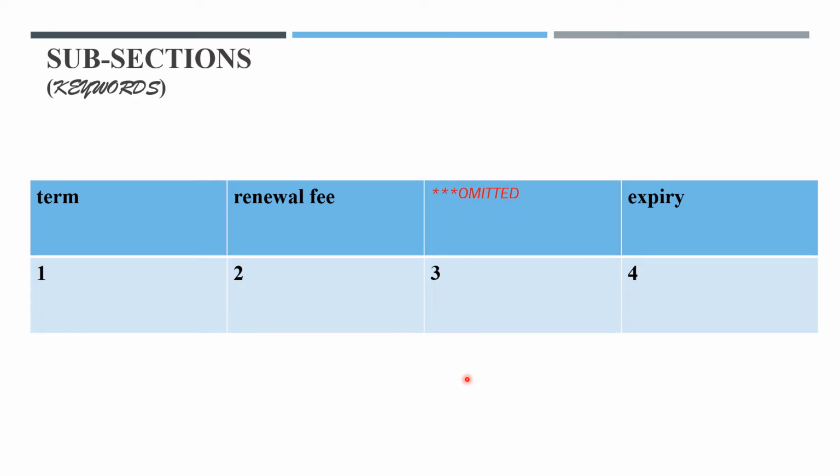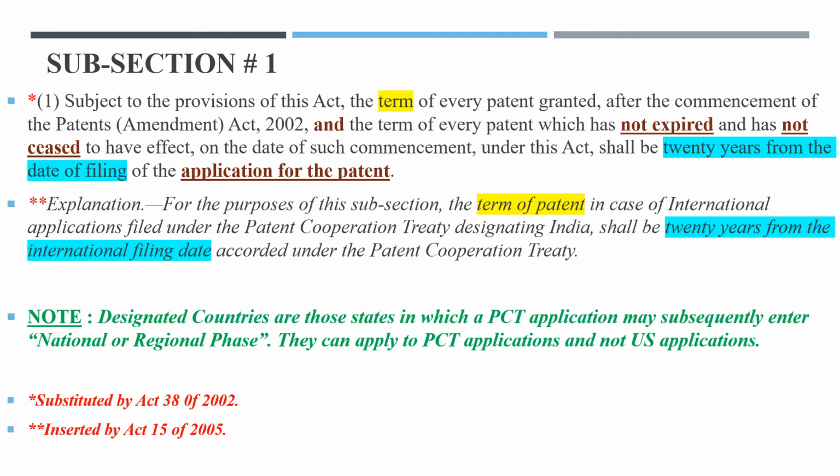Okay friends, let us continue. Subsection 1 says, subject to the provisions of this Act, the term of every patent granted after the commencement of the Patents Amendment Act 2002 and the term of every patent which has not expired and has not ceased to have effect on the date of such commencement under this Act shall be 20 years from the date of filing of the application for the patent.